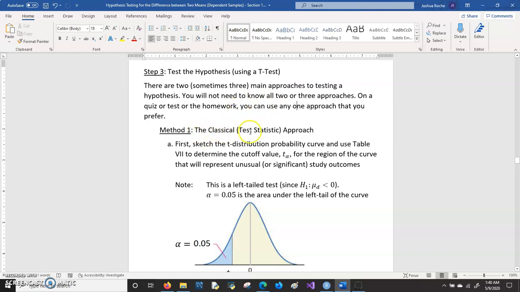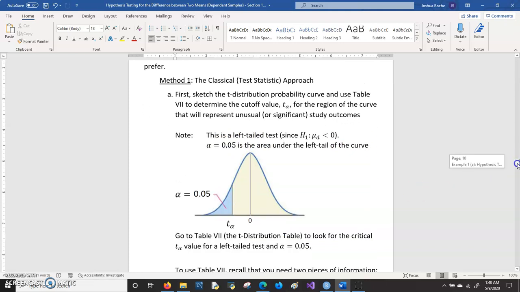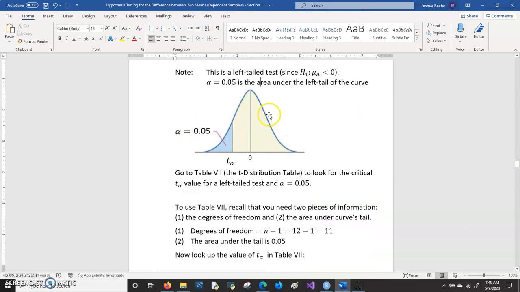One method is to use the classical or test statistic approach, and for this approach it helps to draw out the t-distribution and then use table 7 to find the cutoff value for the region of the curve that represents an unusual study outcome. We want to make a note that this is a left-tailed test, since our alternative hypothesis had the less than symbol, and the alpha here is 0.05, and that's the area under the left tail of the curve. Here's what that would look like.